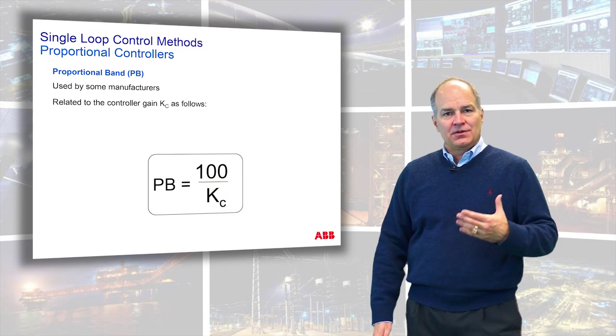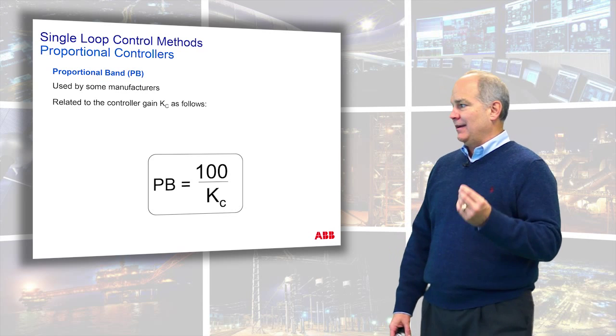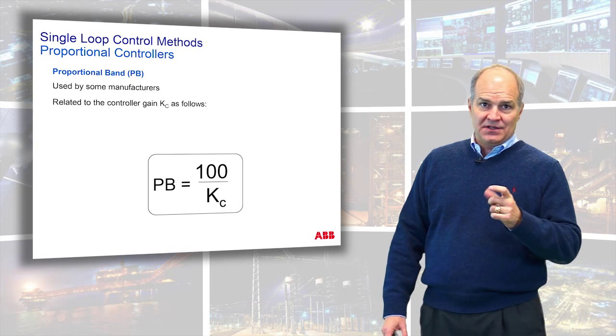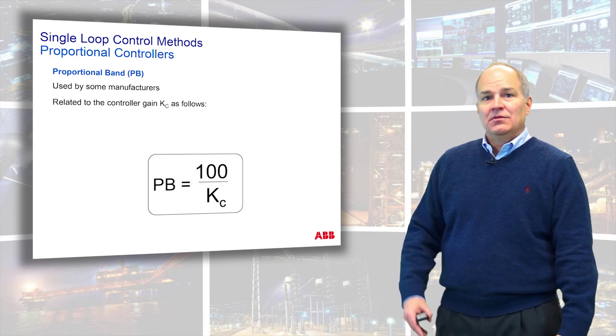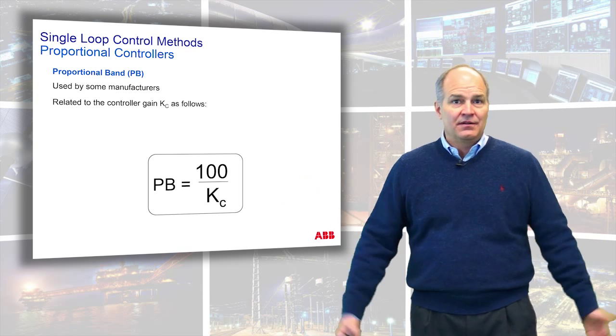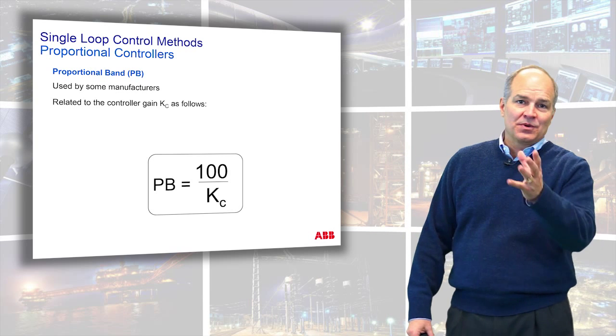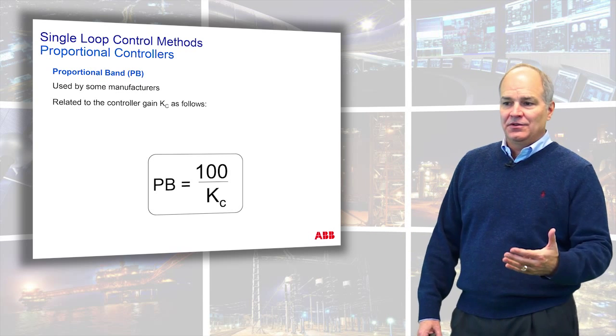Some vendors will use the term proportional band. Proportional band and control gain are inverse of each other. So for example, a control gain of 0.3 would be a proportional band of 330. So that's one of the examples I can remember when I was running around doing this.